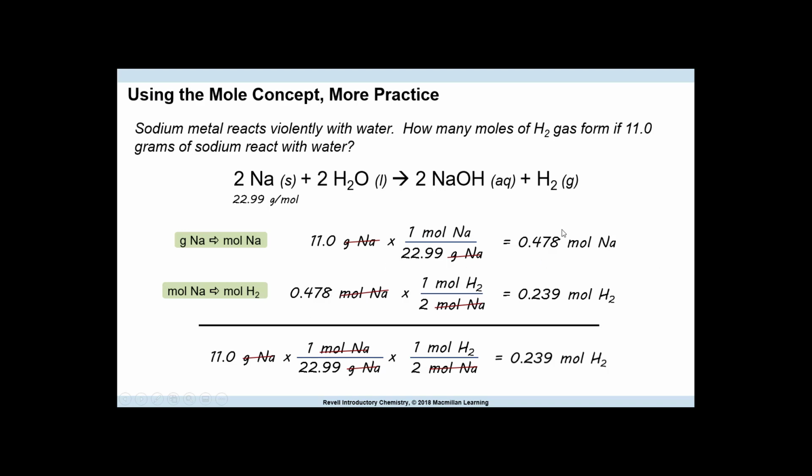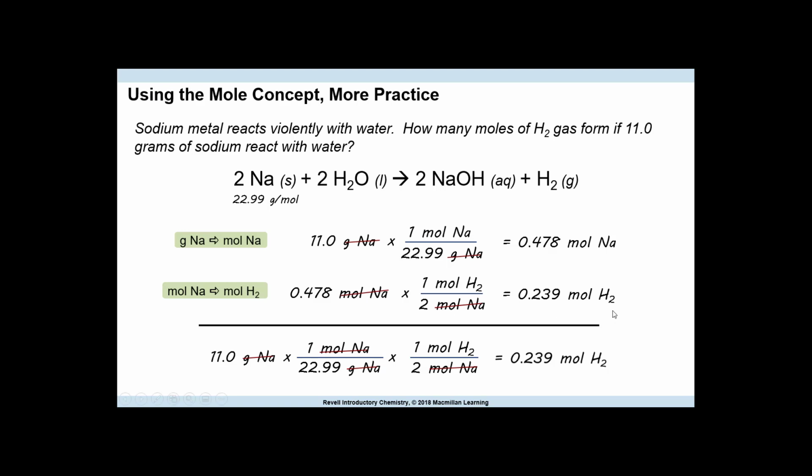Next, we take this answer, and now we're going to go from moles of sodium to moles of hydrogen. So next we relate the 0.478 moles of sodium to moles of hydrogen. Using the coefficients from the balanced equation, we write 1 mole of hydrogen over 2 moles of sodium. The moles of sodium cancel, giving us a final answer of 0.239 moles of hydrogen.